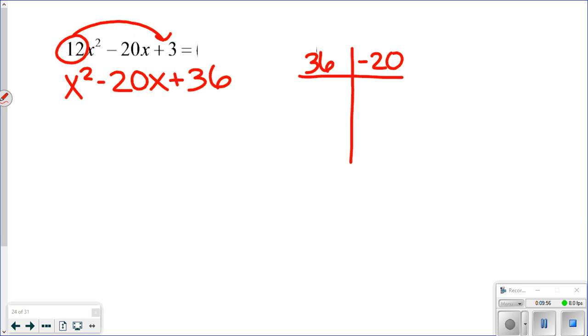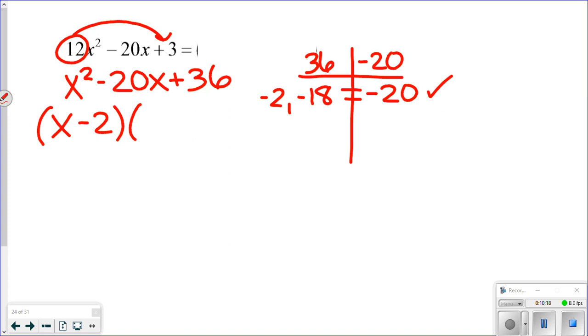Both of my factors are going to be negative, based on my signs here. And it would be a -2 and a -18 because those multiply to get +36 and combine to make -20. y minus 2, y minus 18, and we're dividing by 12. So I want you to pause, take the time, reduce both of these fractions and see what you can come up with.